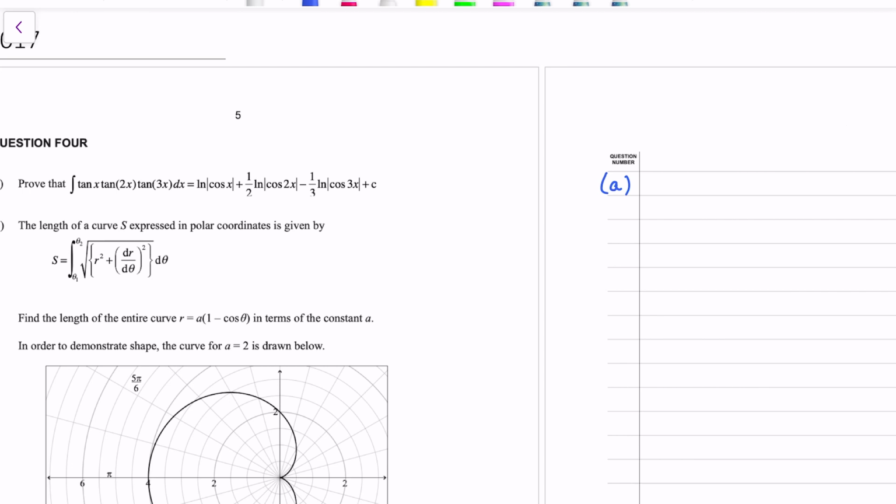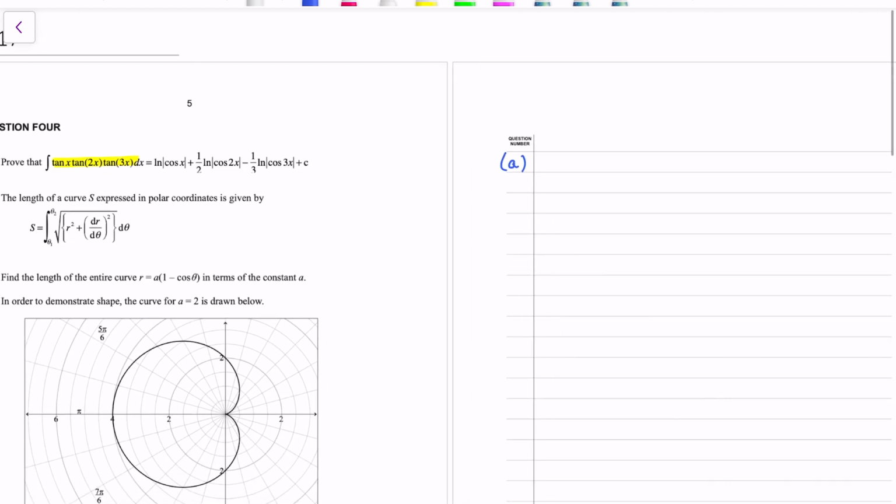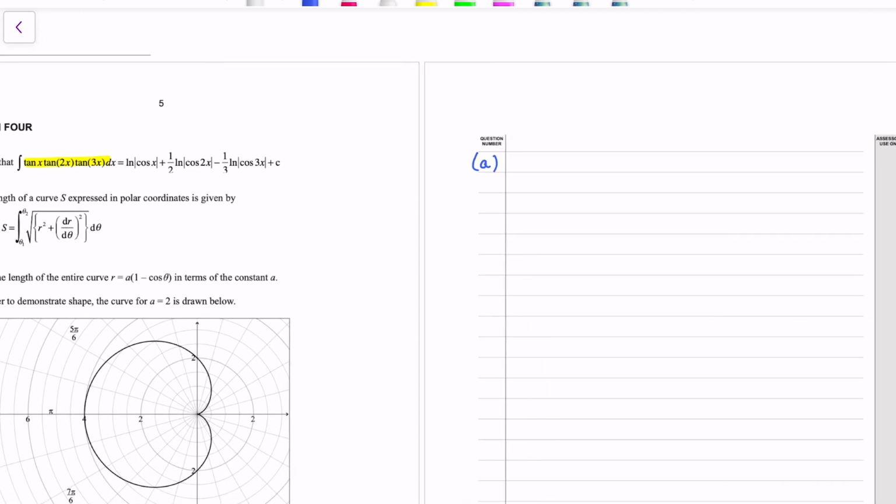If we can differentiate the answer and show it equals tan x, tan 2x, tan 3x, then we've made the proof. If you're looking at the integral and you want to know how to do it using integration, look at the mark schedule because they do. But personally, I think it's easier to differentiate than it is to integrate.